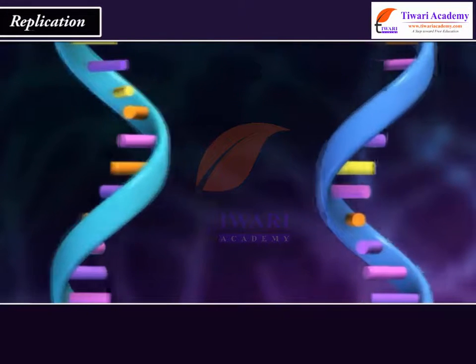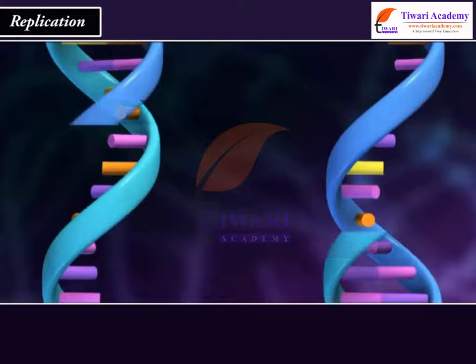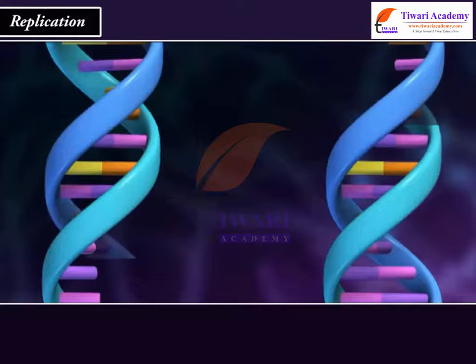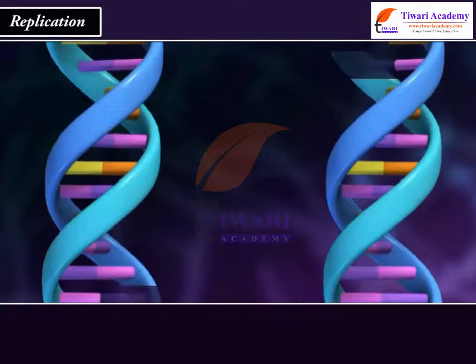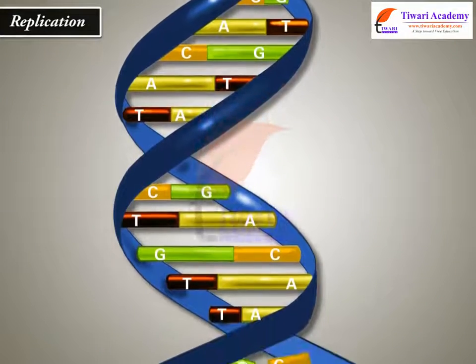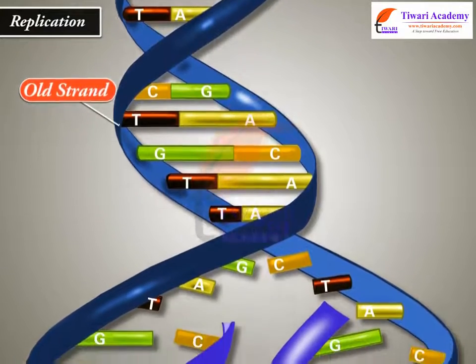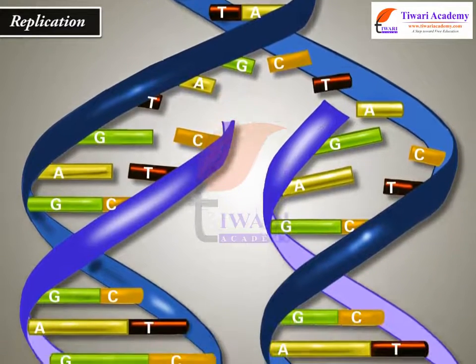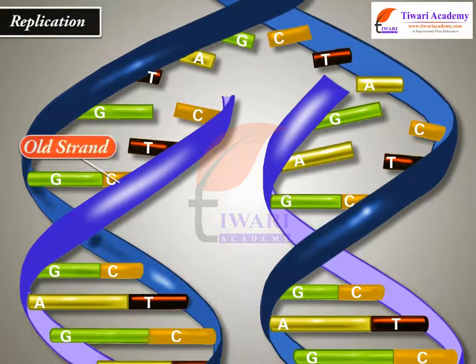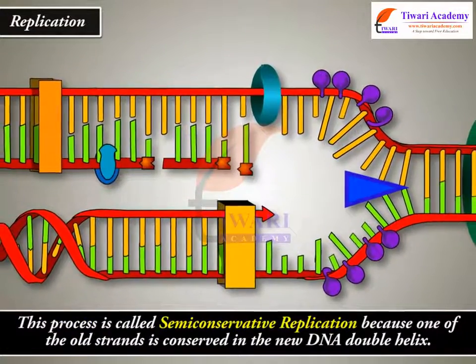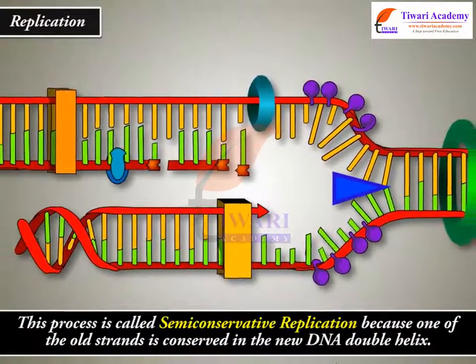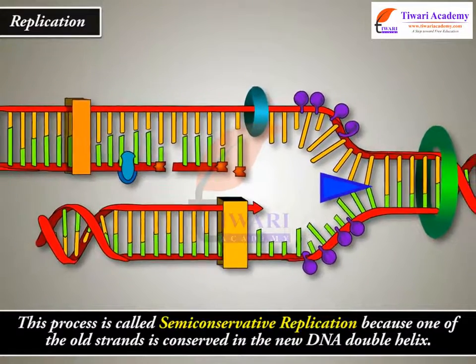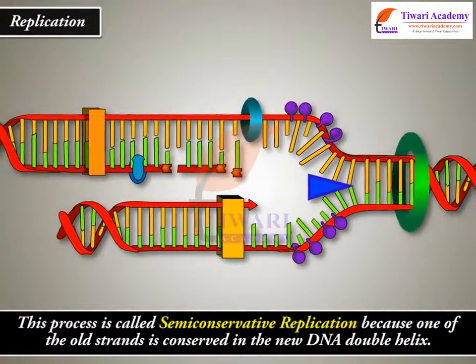The enzyme DNA polymerase joins all the nucleotide components to one another, forming a long strand of nucleotides. Thus, the old strand of DNA directs the synthesis of a new strand of DNA through complementary base pairing. The old strand then unites with the new strand to reform a double helix. This process is called semi-conservative replication because one of the old strands is conserved in the new DNA double helix.